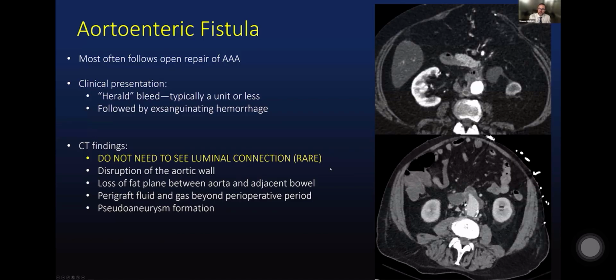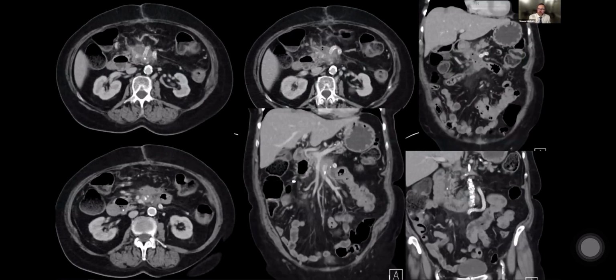You really don't need to see active extravasation. That's rare. There, you can see disruption of the aortic wall. You can see loss of fat plane between the aorta and adjacent bowel, classically the transverse duodenum. Pay attention to how recently this surgery was done. If they had surgery 2 weeks ago, you can still see gas in the aneurysm sac and surrounding inflammation. If the surgery was 3 years ago, you really shouldn't be seeing extraluminal gas, fluid, and inflammation surrounding the aorta. Occasionally, you can see pseudoaneurysm formation, which is what was happening here. And really, this can happen with any graft material.